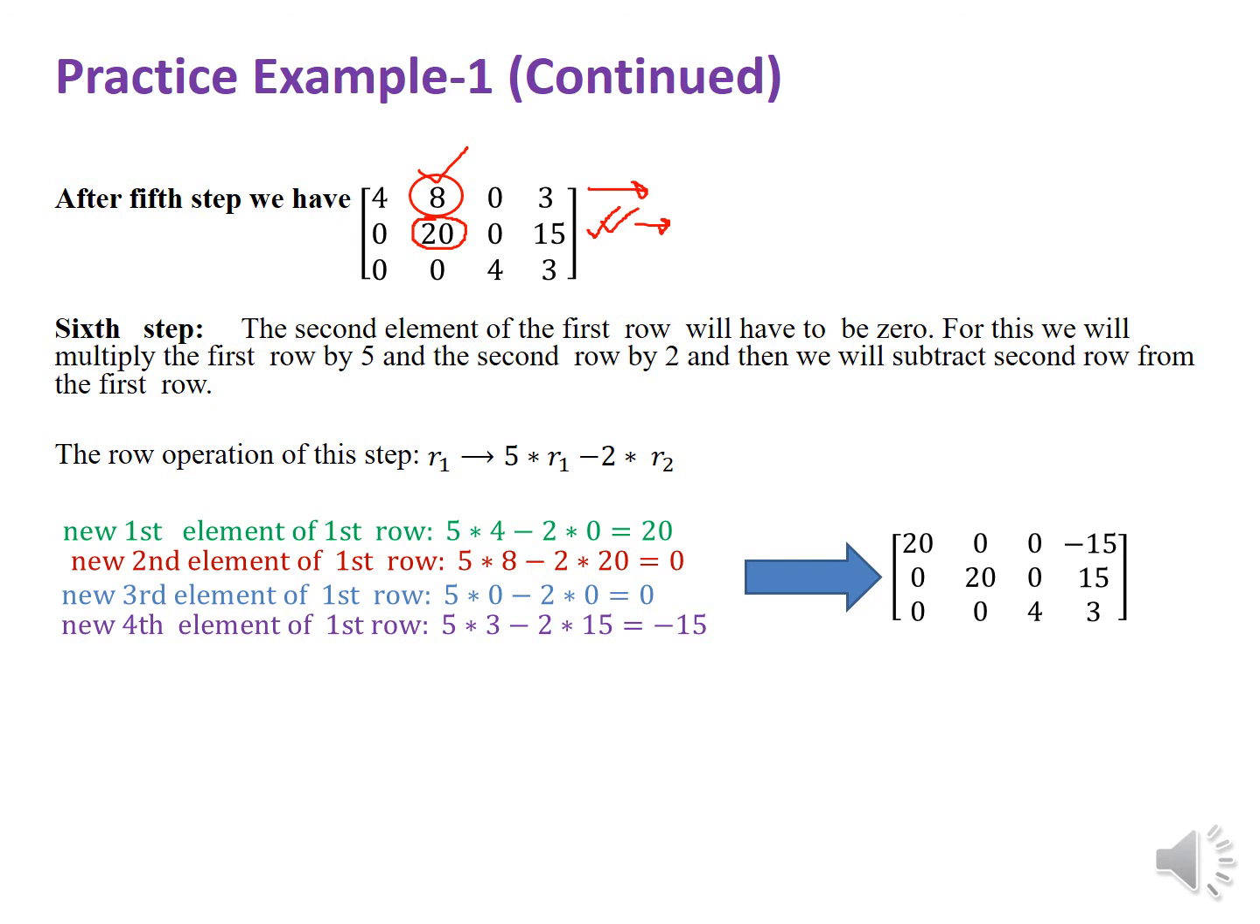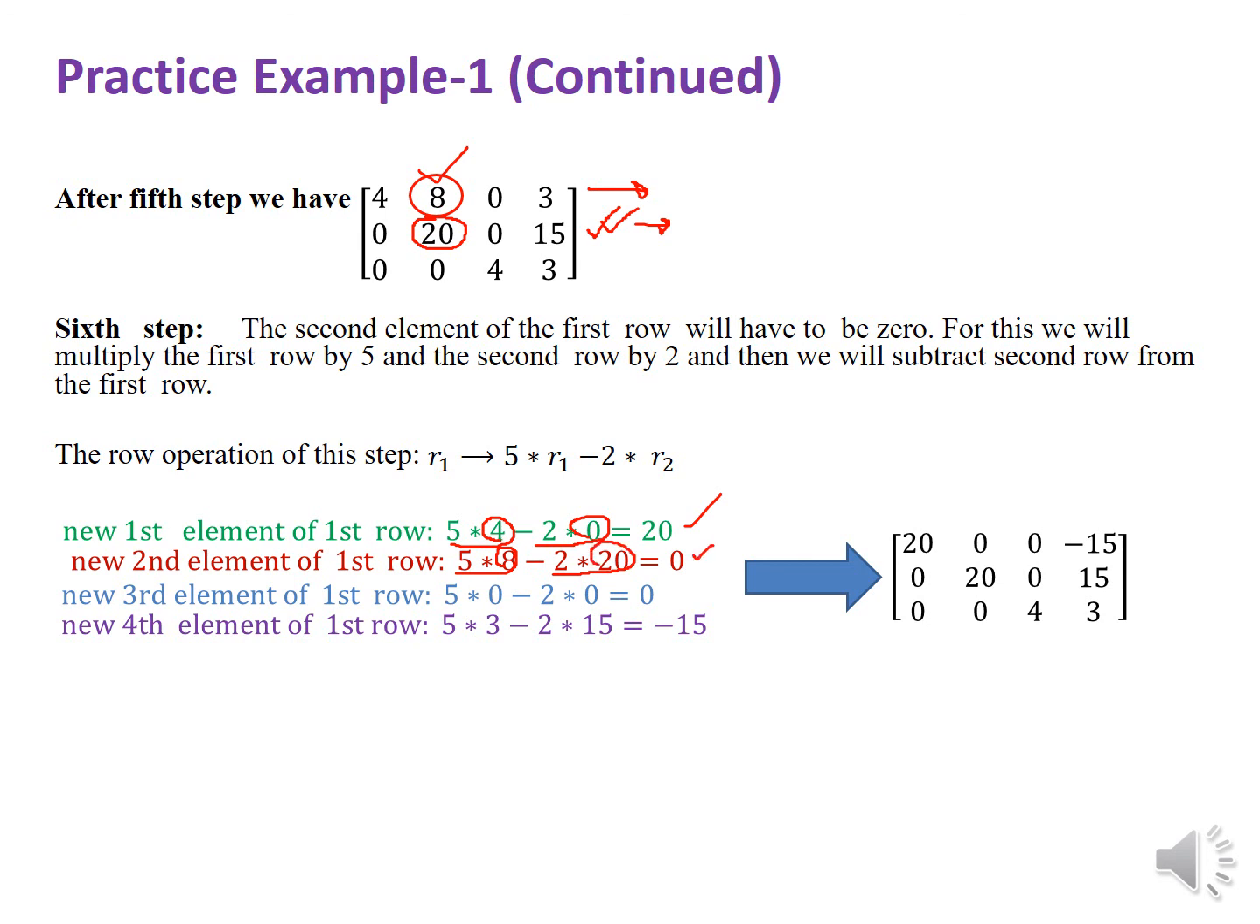So the new first element of first row will be 5 into first element of first row minus 2 into first element of second row, which is 0. So in total we will get 20. New second element of first row will be 5 into second element of first row, which is 8, minus 2 into second element of second row, which is 20. So in total we will get 0.